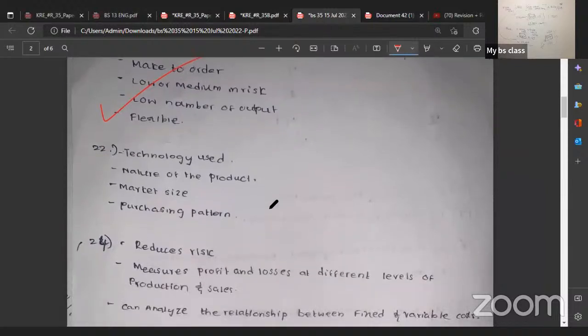With a market size like that, what a product layout is not required. Purchasing pattern, yeah, that's good, right? Yes, purchasing pattern also you have to consider. Now for something like these, what do you call those, fixed position layout, the production purchasing pattern matters.